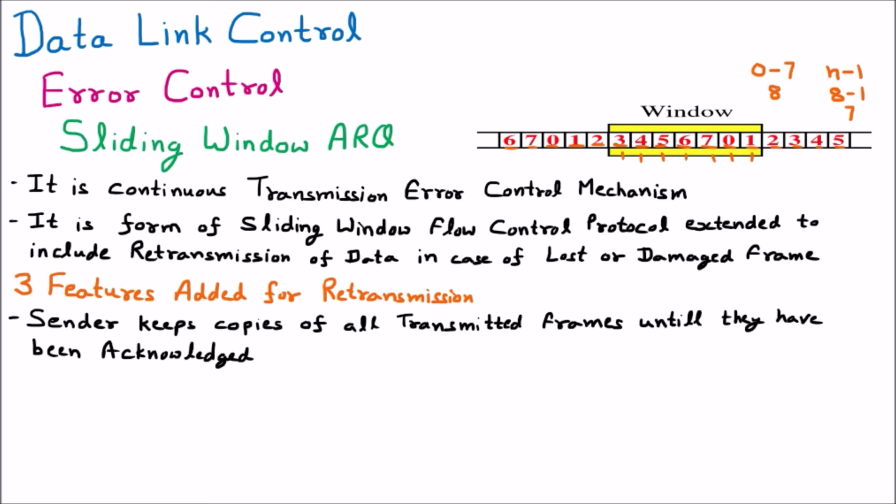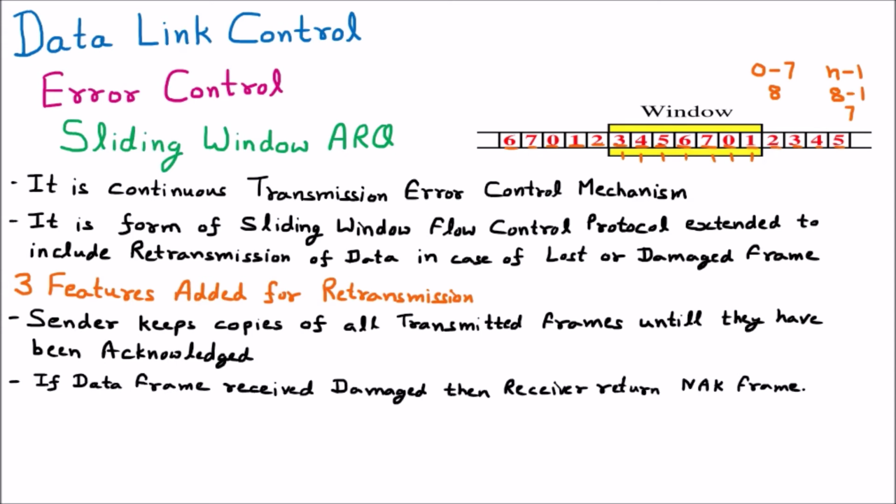Now talking about the second feature. If a data frame received is damaged, then the receiver returns a NAK frame. Means if the sender is sending the data to the receiver, now at the receiver side, if the receiver receives the damaged frame, then it will reply with the NAK. NAK means negative acknowledgement, that your packet is not proper. We know that the sliding window is continuous. So unlike the stop and wait protocol, both acknowledgement and NAK frame must be numbered for the identification.